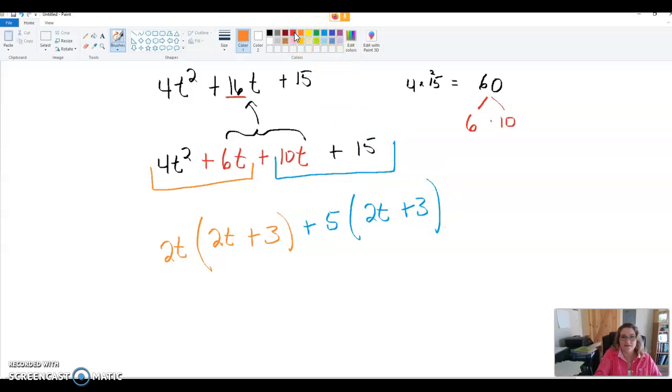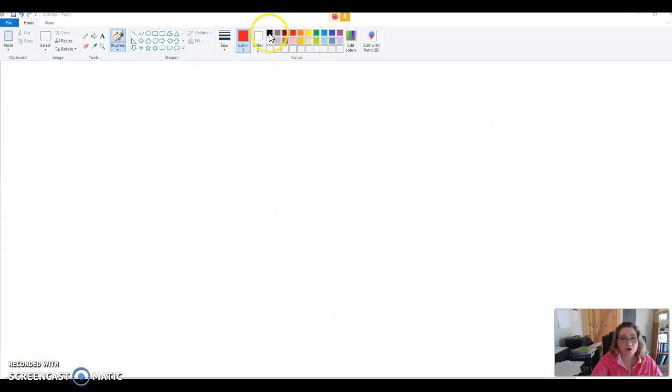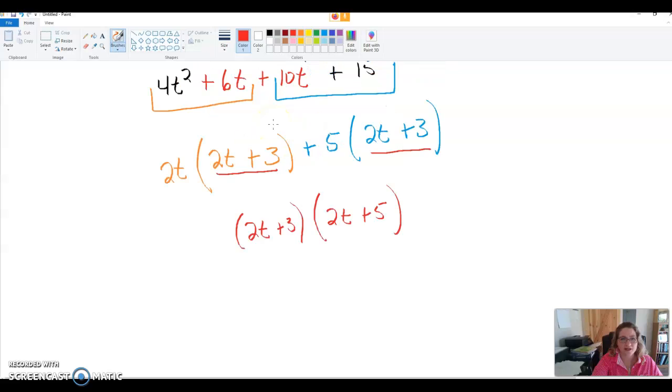Again, I can see that I have a common binomial that I can factor out. So I have 2t plus 3 times 2t plus 5, and I have now successfully factored my trinomial. Remember, you can always check your answer by FOILing, by remultiplying out your answer. So let's go ahead and do that on this one.